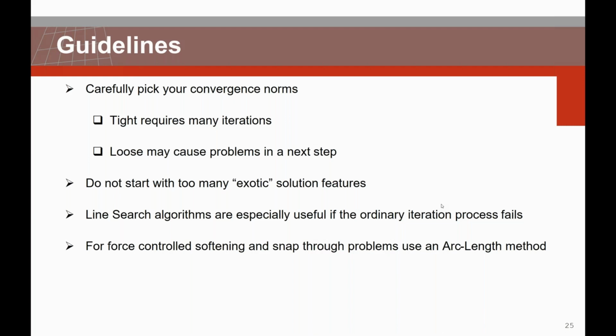As I mentioned already 2 times in this presentation, do not start with too many exotic solution features. Using default settings is enough in most cases. And in Diana, we have predefined settings that are robust and can, in most cases, do the job. Line search algorithms are especially useful if the ordinary iteration process fails. And for force control softening or snap through problems, use the arc length method.